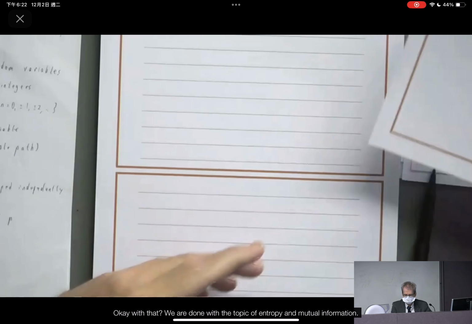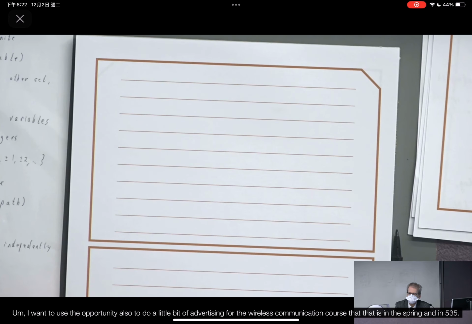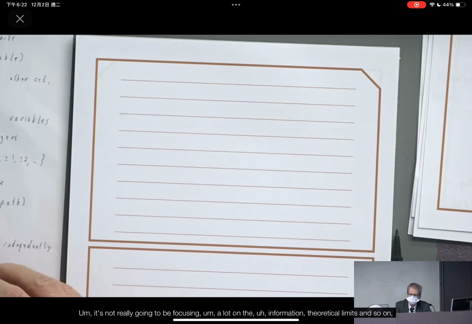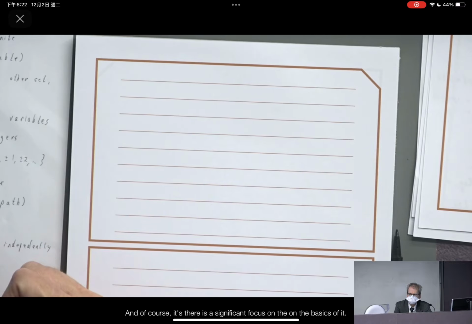Okay, with that we are done with the topic of entropy and mutual information. I want to use the opportunity also to do a little bit of advertising for the wireless communication course that is in the spring at EE 535. It's not really going to be focusing a lot on the information theoretical limits and so on, but it's going to be much more about the practical transmission systems that we have nowadays in wireless. And of course, there is a significant focus on the basics of it.